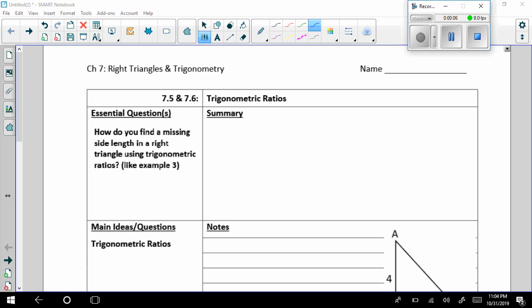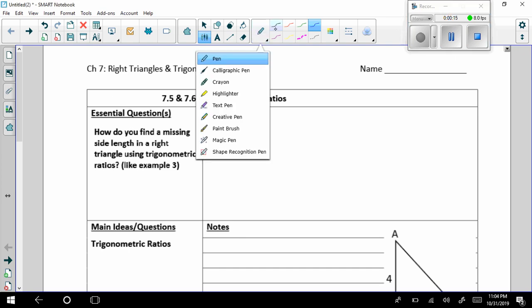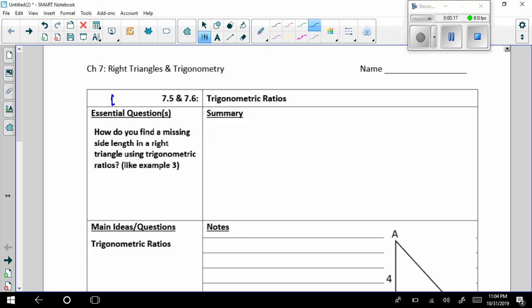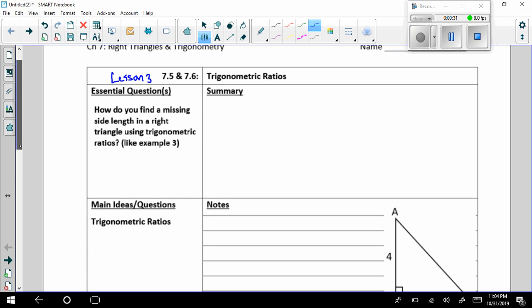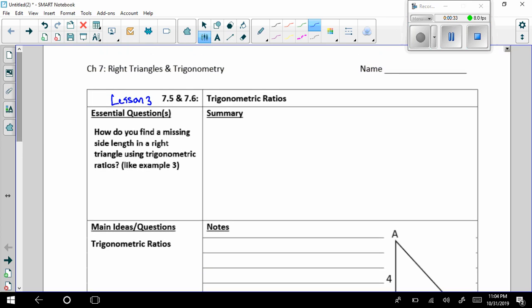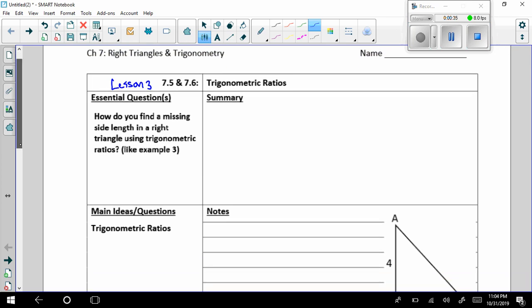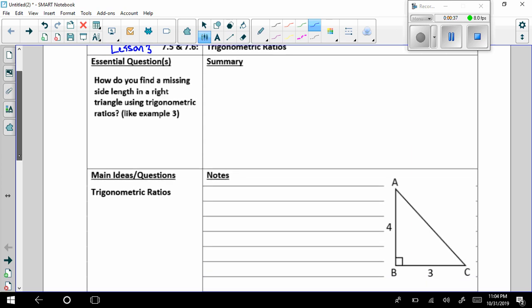All right, so moving into the next part of this unit, again, still dealing with right triangles. This is lesson 3. We're going to look at some right triangle trig ratios. So kind of an intro to trigonometry, which a lot of you will be taking later on in high school.